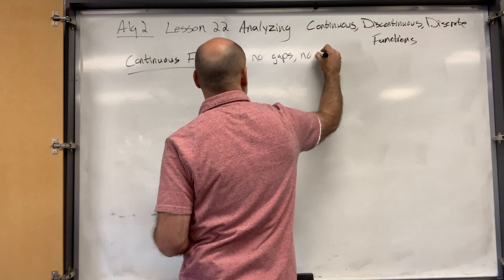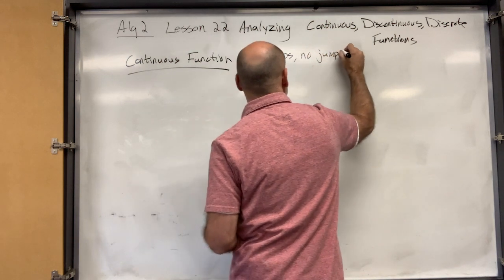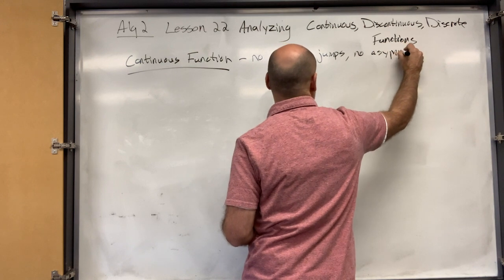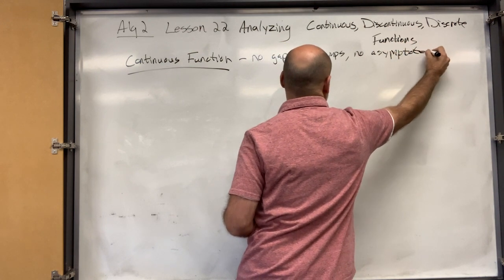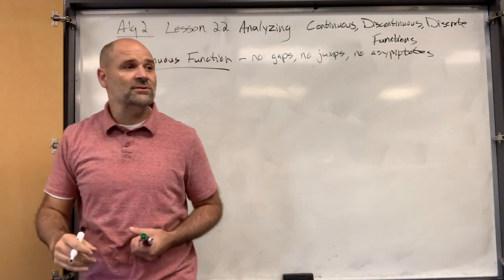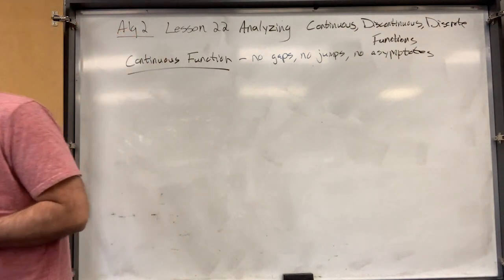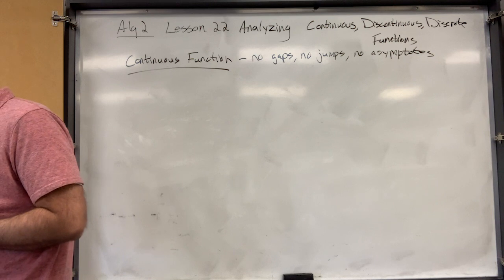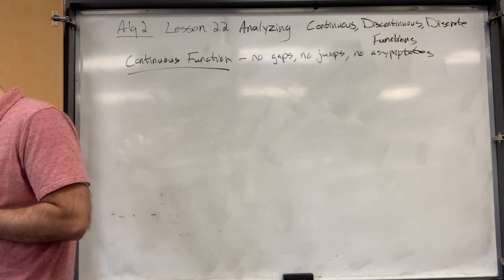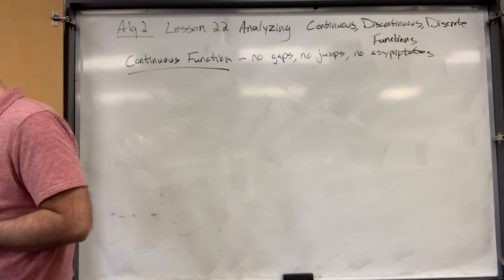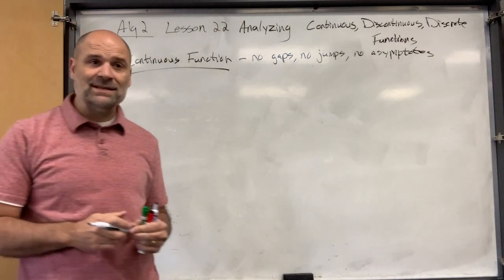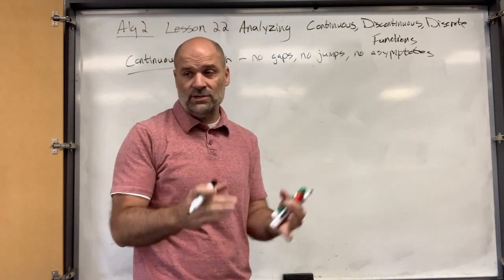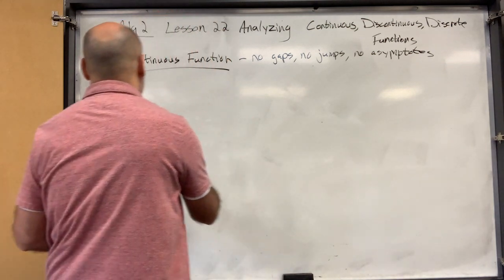No jumps. No asymptotes. The P is silent. It's still very awkward to say. Any function that has gaps, jumps, or asymptotes is considered a discontinuous function. It discontinues, it stops, or it jumps, or there's a gap, all right?